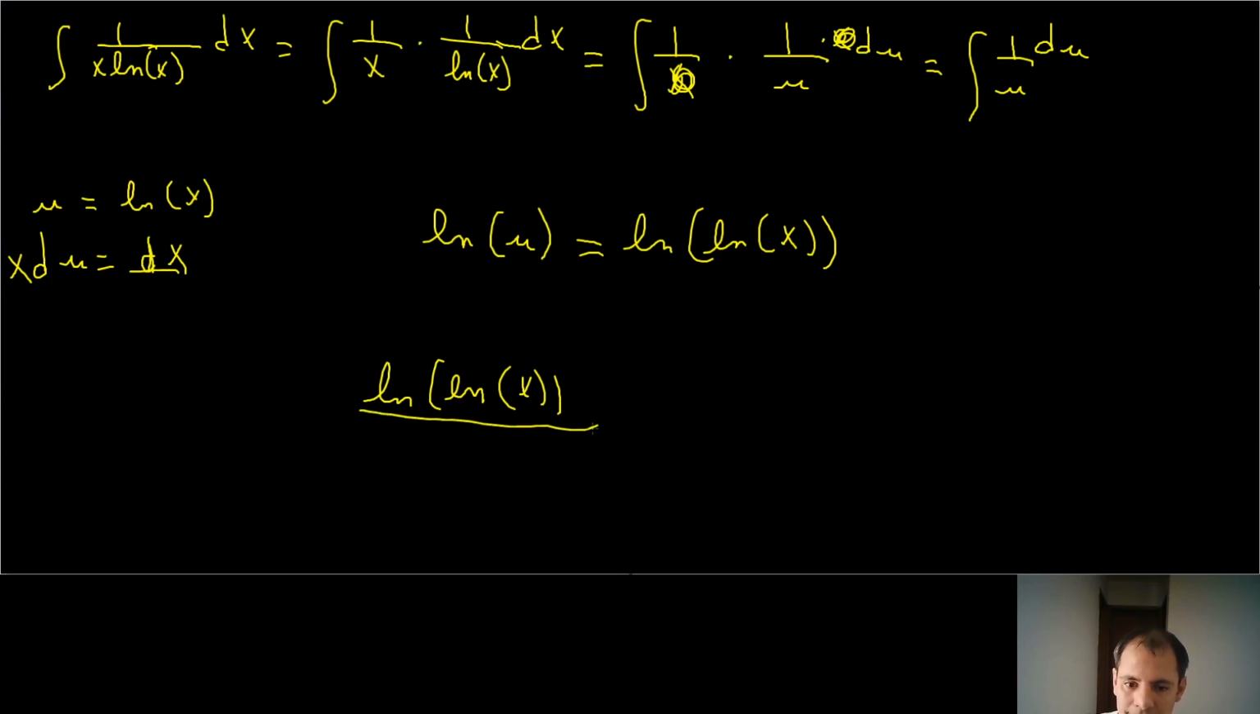Great. Divided by the derivative of the denominator. What is the derivative of ln of x? It's 1 divided by x. But you have 1 divided by x here. So it's 1 divided by x divided by 1 divided by x, which is 1. It makes this 1 divided by x disappear. So just by looking at this, I already know that it's this.